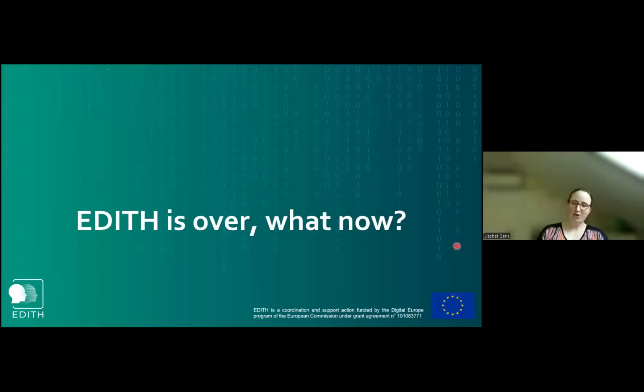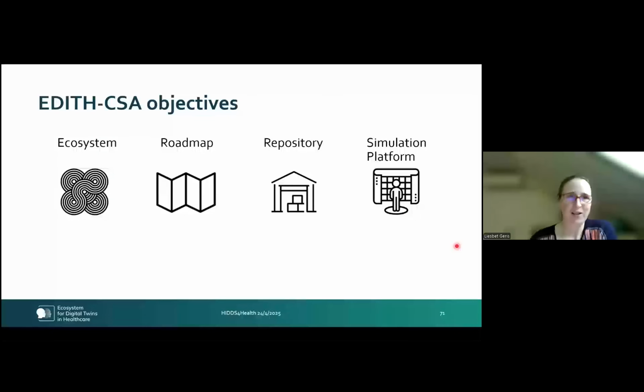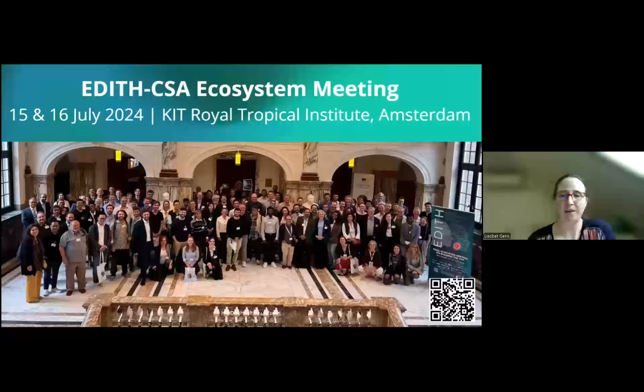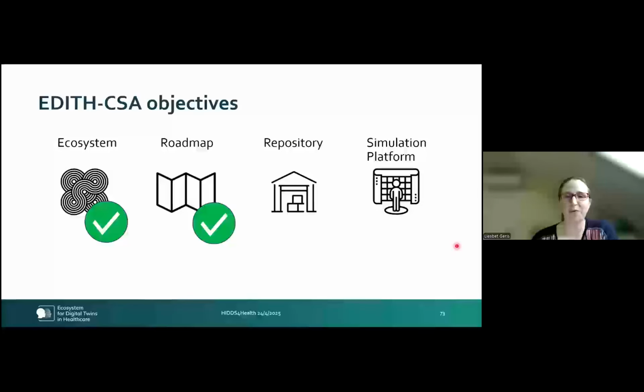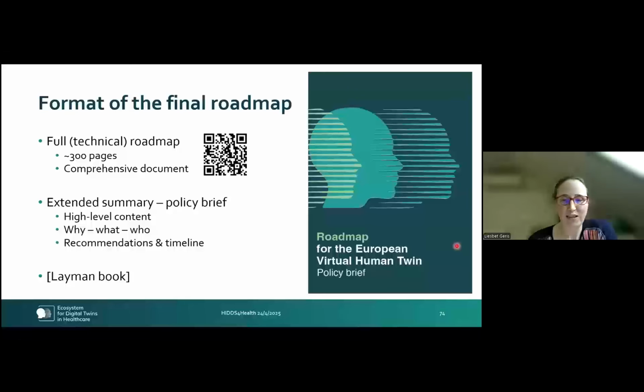So I described everything that we've done. Now the project is over. Where are we? So we brought together the ecosystem. This is a picture from our last meeting. We had about 200 people there, but we had over 800 people involved in various stages of this process of developing the roadmap for the virtual human twin. So we designed the roadmap.